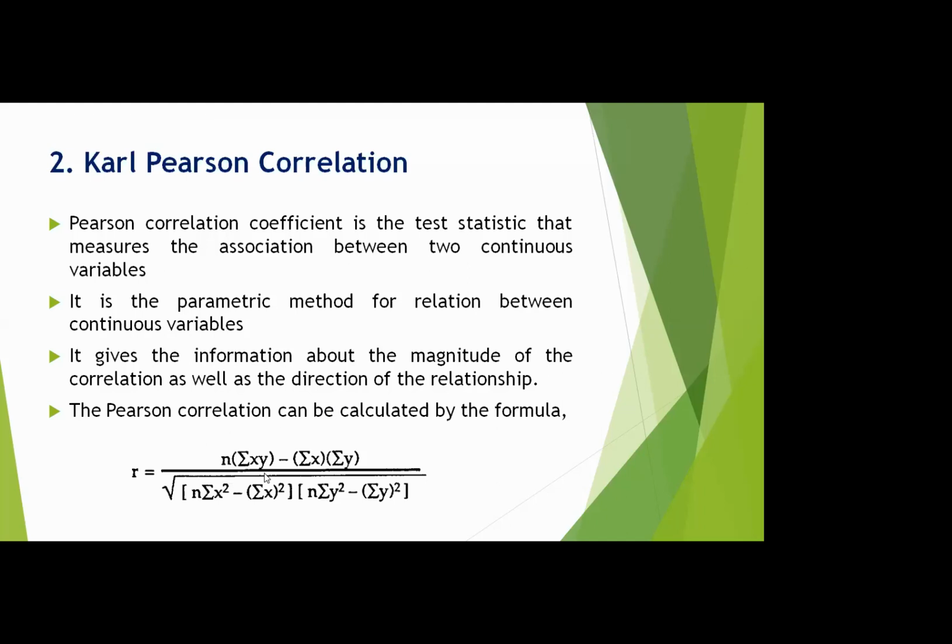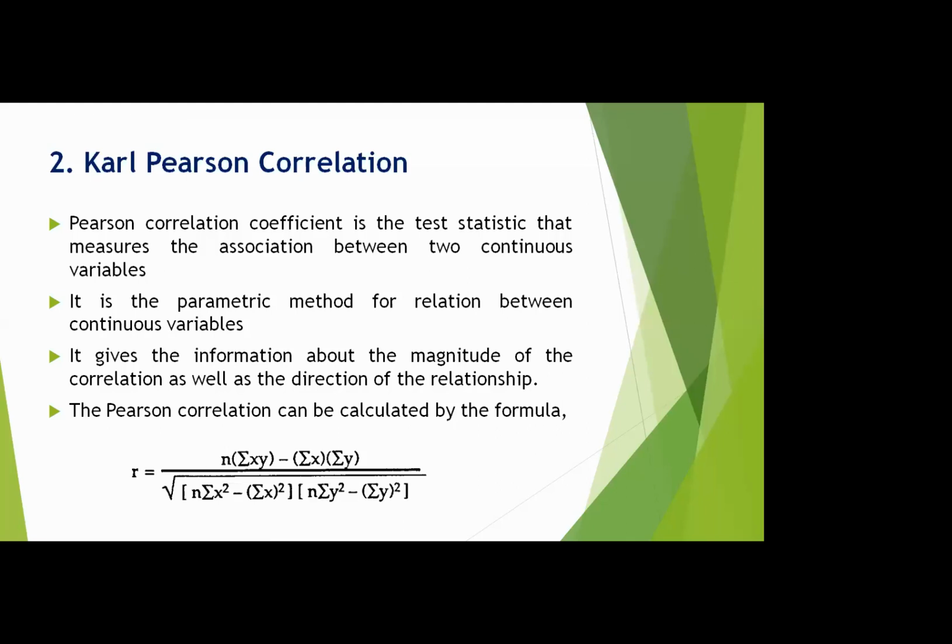So this is the formula for Karl Pearson correlation. R is the test statistic, and we calculate R as N into sigma xy, where x and y are the two variables we are going to compare, minus sigma x into sigma y, divided by the square root of N into sigma x square minus sigma x the whole square, and N into sigma y square minus sigma y the whole square. Actually, we use it in a practical sense, so there is no need to memorize these formulas by heart. This is just for awareness.